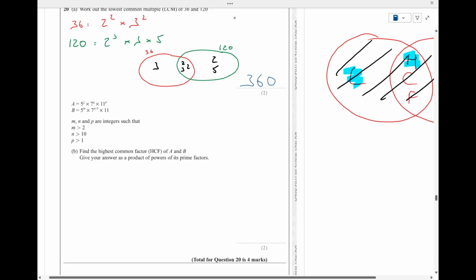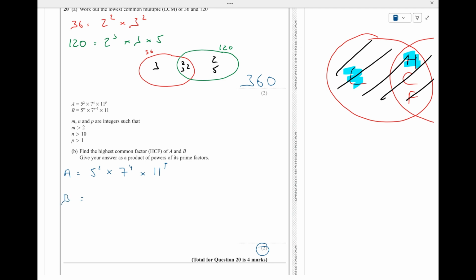Let's have a look at this one. This one looks like it's going to be a tricky 2 marks. I'm pleased it's only 2 marks. Let's have a go. So we have got A, which is 5 squared times 7 to the 4 times 11 to a mystery power. And we've got B, which is 5 to a mystery, 7 to n minus 5, another mystery, and 11 to the 1.